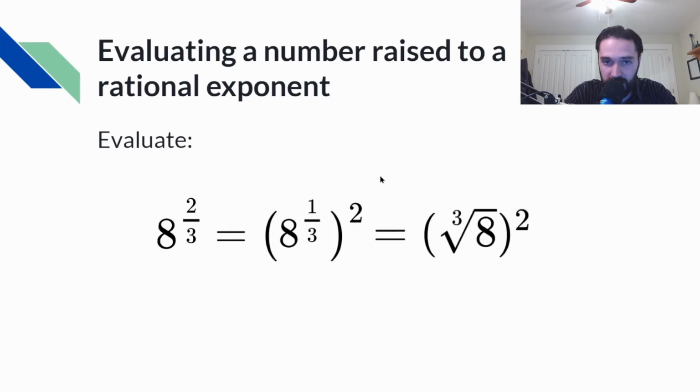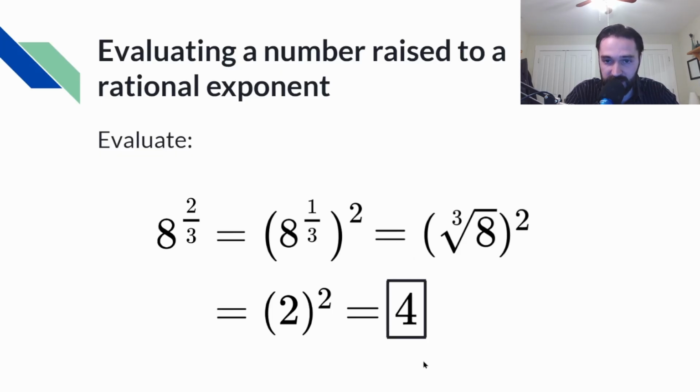And 8 to the 1/3 is the same thing as the cube root of 8. We know what the expression inside the parentheses is. It's just 2, because 2 times 2 times 2 equals 8. So I have 2 squared, which is 4. It turns out that 8 to the 2/3 power, this ugly thing, simplifies to 4. So that's my final answer.